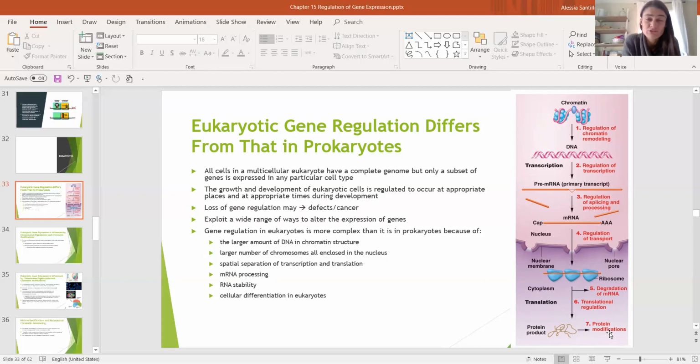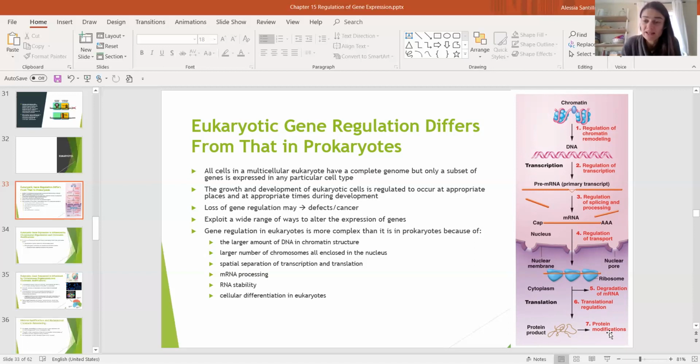In addition, we have to make actual modifications to the pre-mRNA, like add a poly A tail on the 3' end or add a 5' cap at the 5' end. So this RNA processing is another additional place where regulation can occur. So regulation of splicing and of processing.